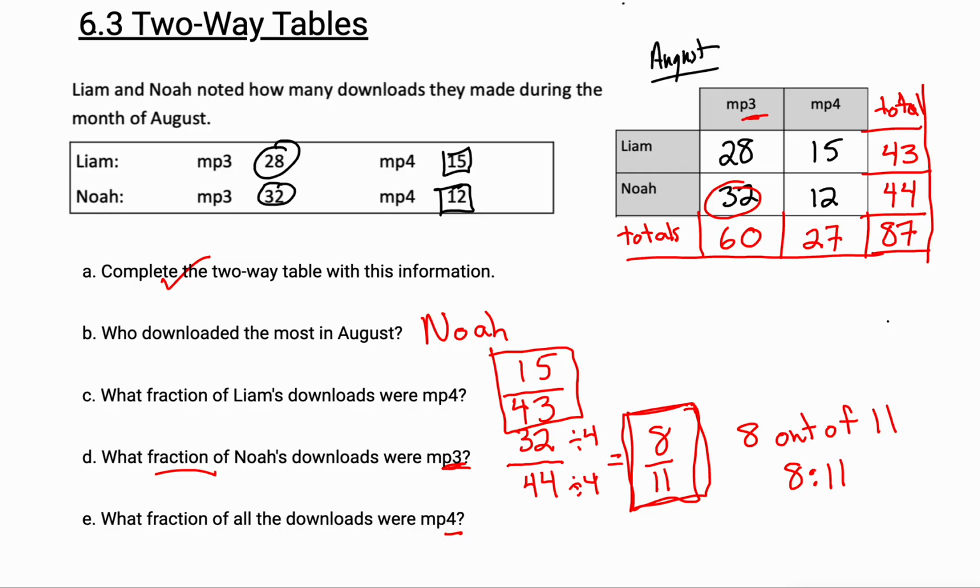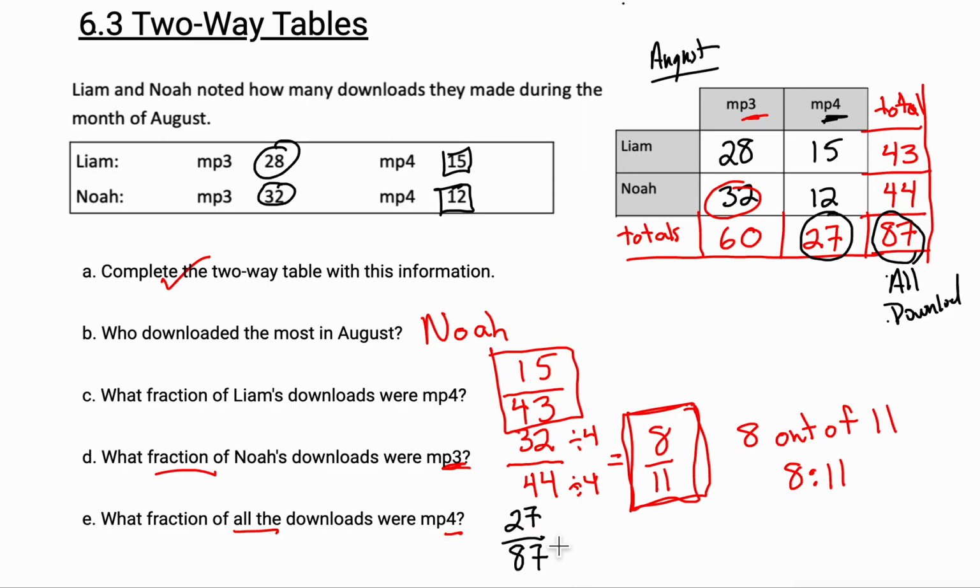So now I'm going to be more careful on this last one. I'm going to look for the MP4s. Okay, so let's see. What fraction of all downloads were MP4s? I thought about that earlier, and all downloads was over here. So this is the total downloads. And we want the MP4s, which is this column here. So we'll look down here, and the total of that is 27. So our fraction's going to be 27 over 87.